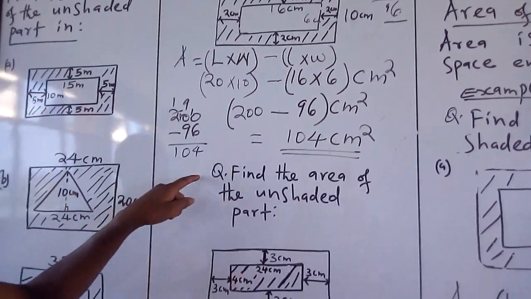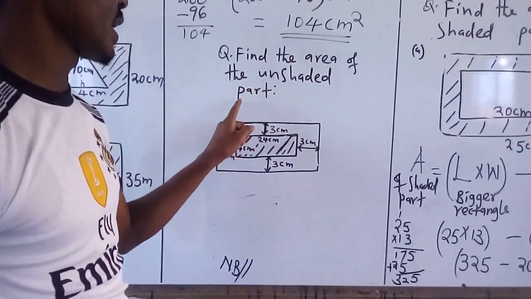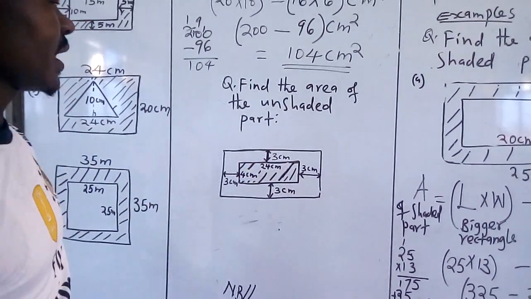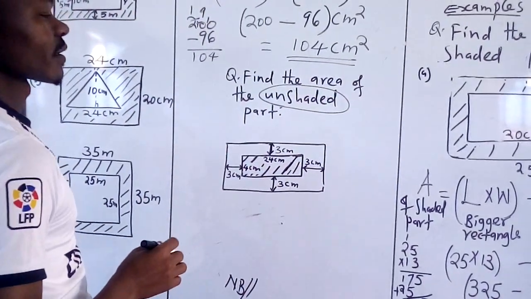Let us come to this other one. Find the area of the unshaded part. Here, remember you've been told to find the area of the unshaded.